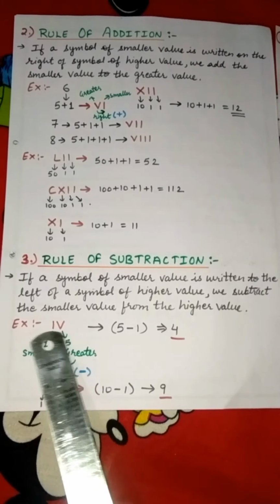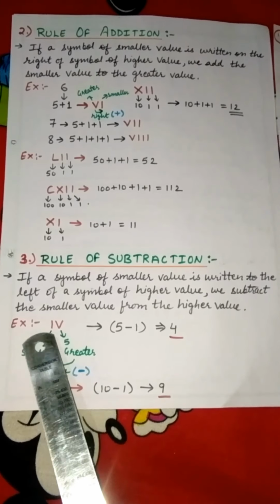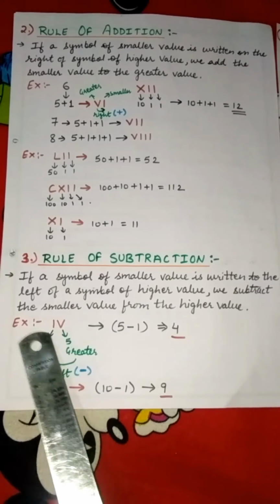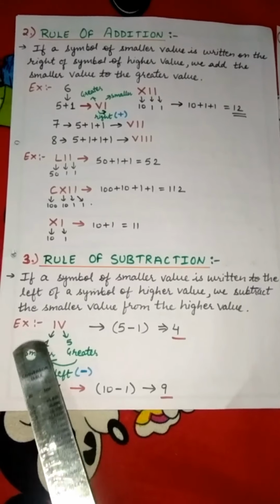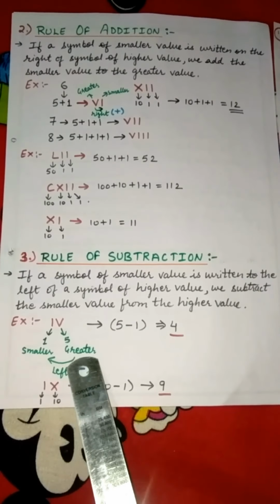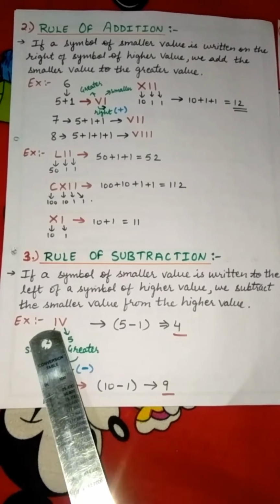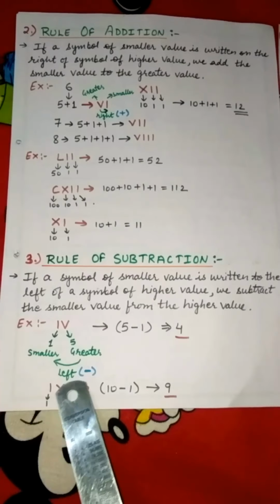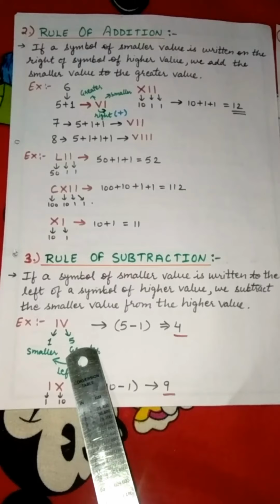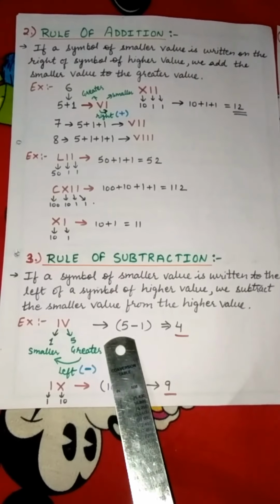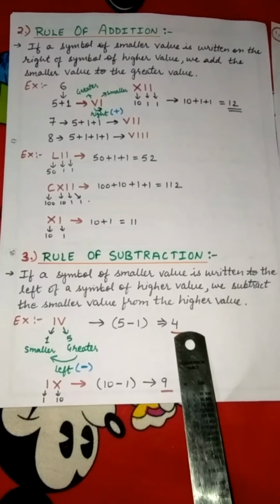See the symbol, this is IV. You can see I is on the left of V. V is the symbol of 5 and I is the symbol of 1. 5 is greater than 1. So because I is written on the left of V, we will subtract this from 5. It means 5 minus 1. So this is the symbol of 4.